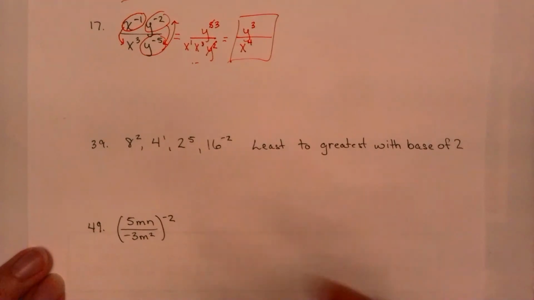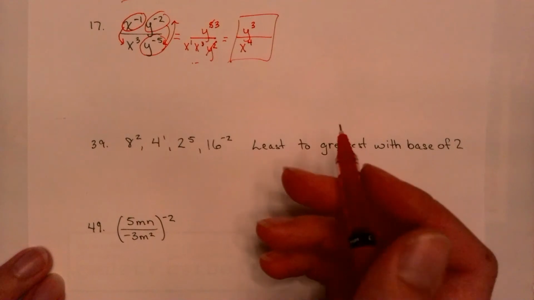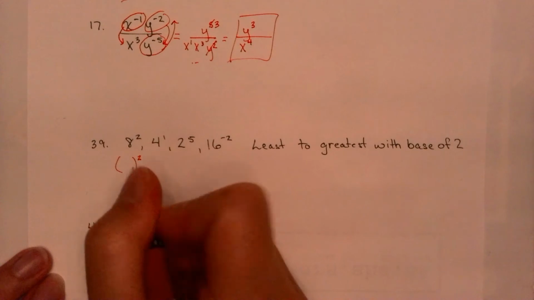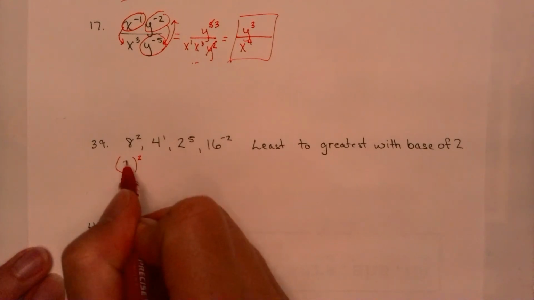So I need you to think about some of your properties a little bit harder than you might have already. I still have something squared, but instead of having an 8, I'm going to write it as 2 to the third.